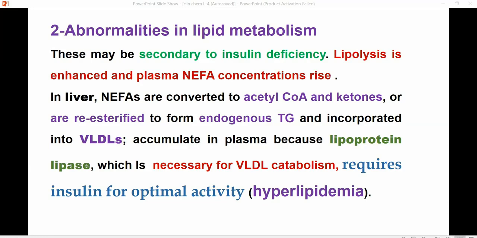Therefore, these free fatty acids normally would be converted either to acetyl-CoA or ketones or be re-esterified to form endogenous triglycerides and then incorporated into very low density lipoprotein particles to be transferred through the circulation to the peripheral adipose tissues.